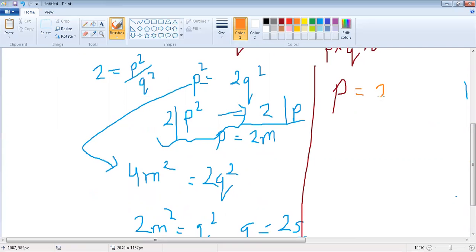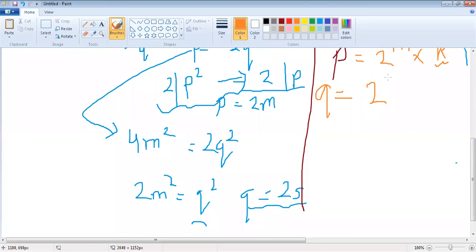So let p be 2 to the power m times k. Remember, I extracted all the powers of 2 from p, so k must not be divisible by 2. So it must either be 1, or any odd number. Similarly, q must be 2 to the power l times d.